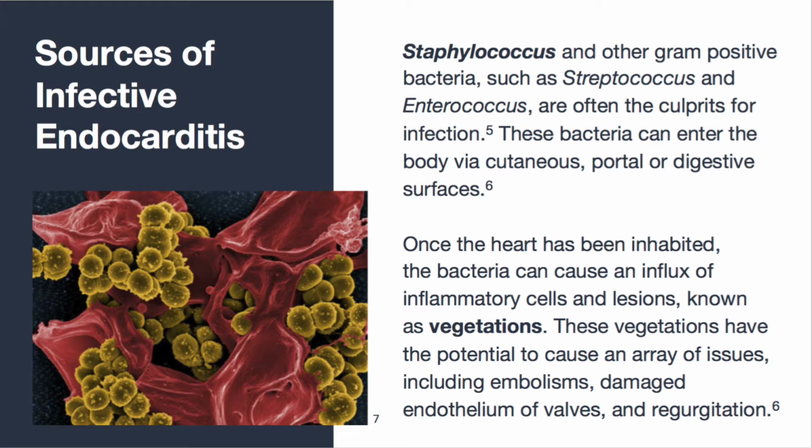Staphylococcus bacteria and other gram-positive bacteria such as Streptococcus and Enterococcus are often the culprits for infection. These bacteria can enter the body via cutaneous, portal, or digestive surfaces. Once the heart has been inhabited by the bacteria, they can cause an inflammatory cell influx and lesions known as vegetations. These vegetations have the potential to cause an array of things such as embolisms, damaged endothelium valves, and regurgitation.